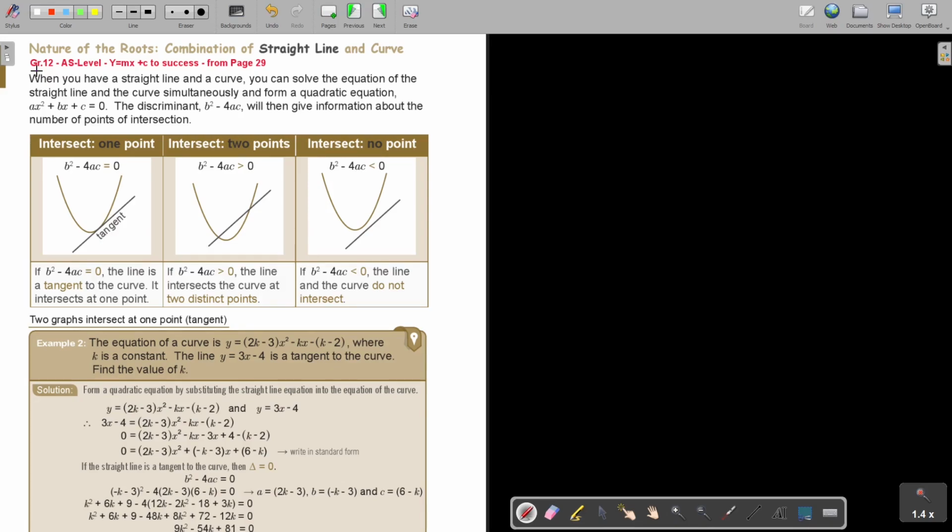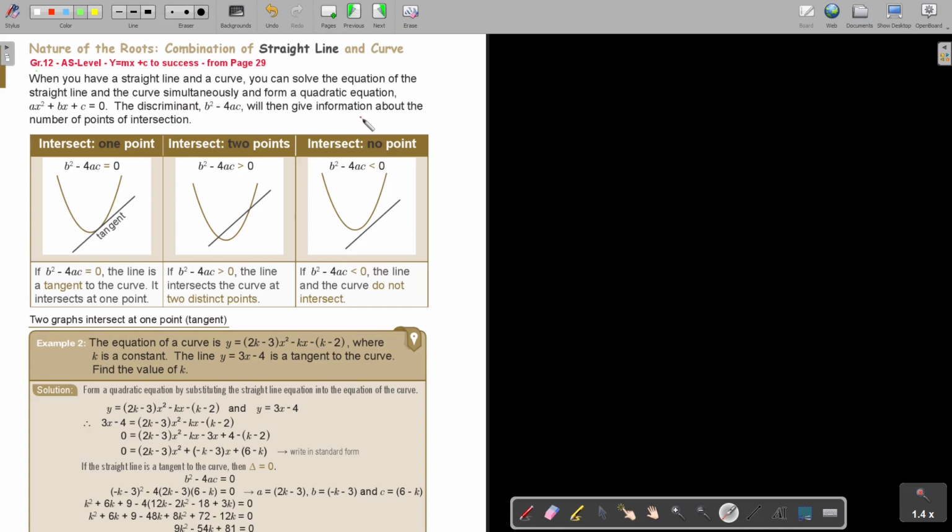When you have a straight line and a curve, you can solve the equation of the straight line and the curve simultaneously and form a quadratic equation, ax squared plus bx plus c equals 0. The discriminant b squared minus 4ac will then give information about the number of points of intersection.